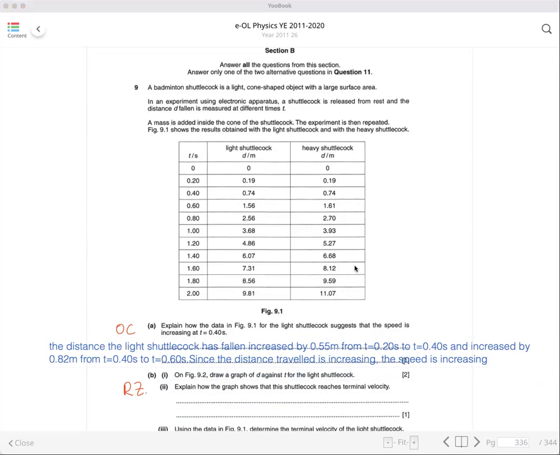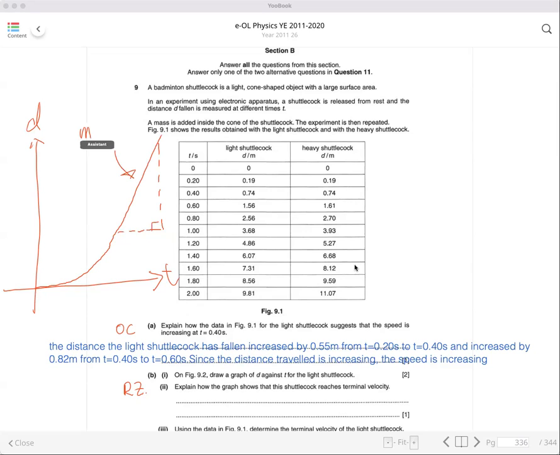Okay, this is Oscar's answer for part A. Basically, this is how the graph will look. At first, it is like that. Then it reaches a point where it has a constant gradient. When the gradient is constant, it means that the speed is constant. Is that clear? So that is how the graph shows that the shuttlecock reaches terminal velocity.